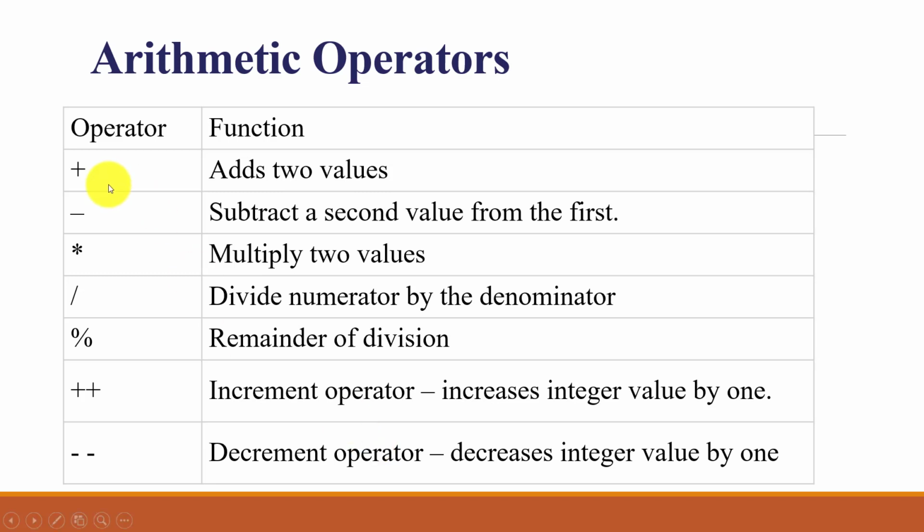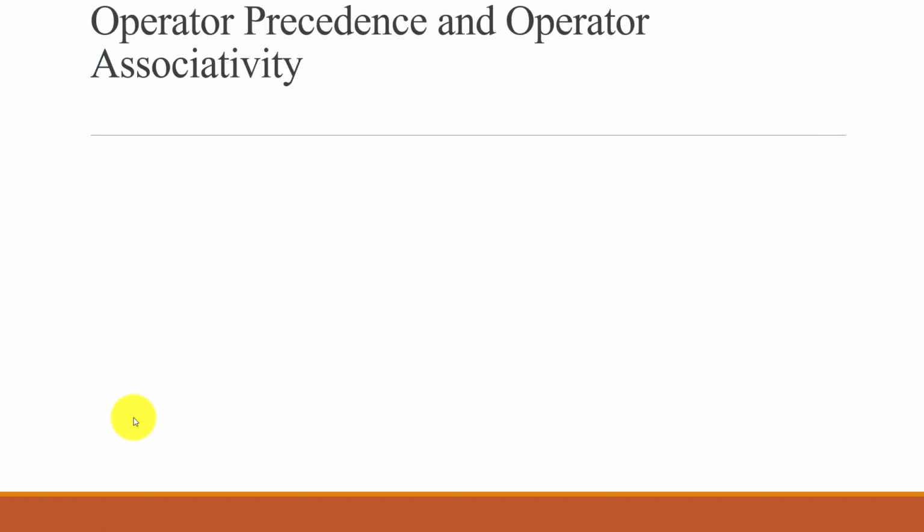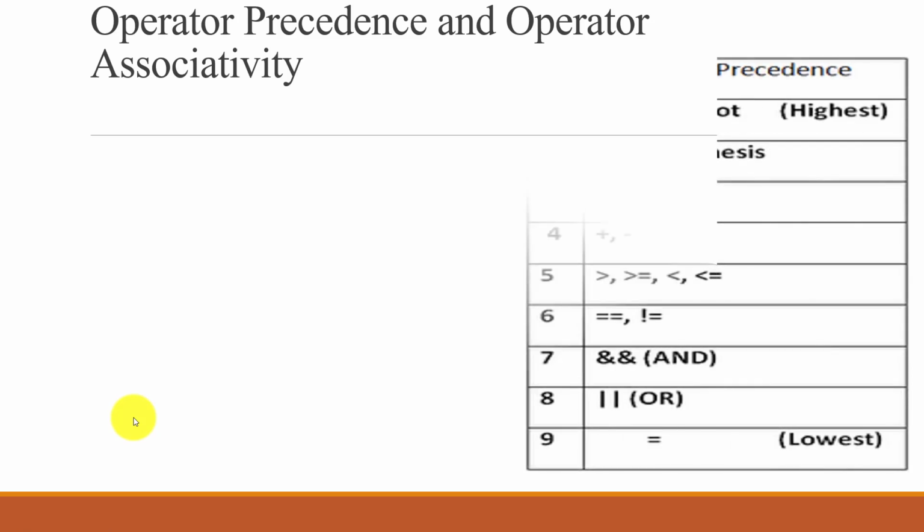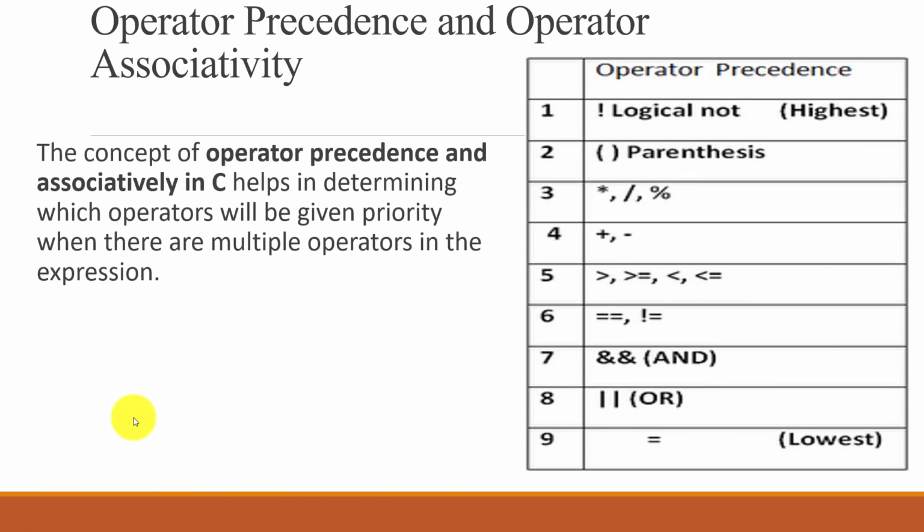So these are all the basic arithmetical operators. Now let's understand what is operator precedence and operator associativity. Here you can see this is the table.